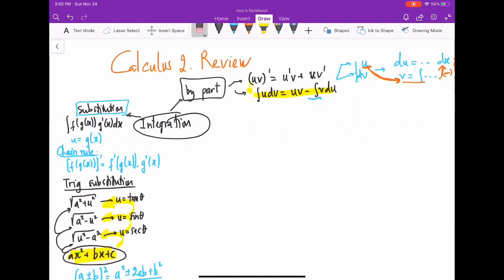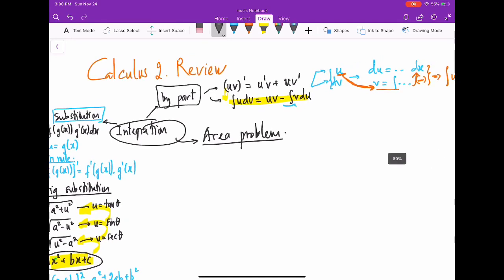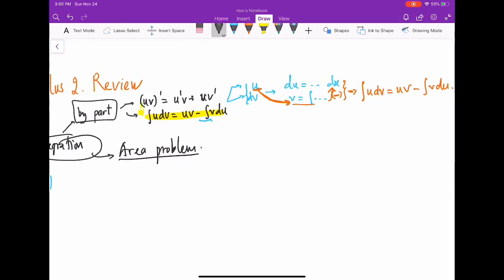All right, now let's talk about application of integrations. The first problem in this is the area problem. So if they give you two functions, f and g, and let's say we consider some interval a and b. A and b could be common zeros of f and g. Okay, so it looks like this.